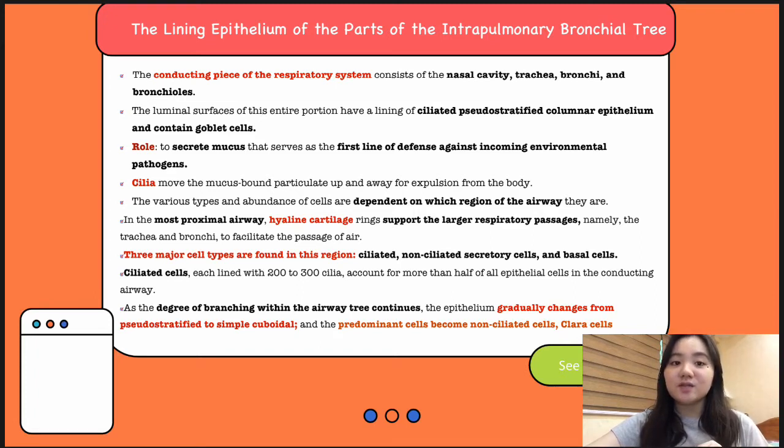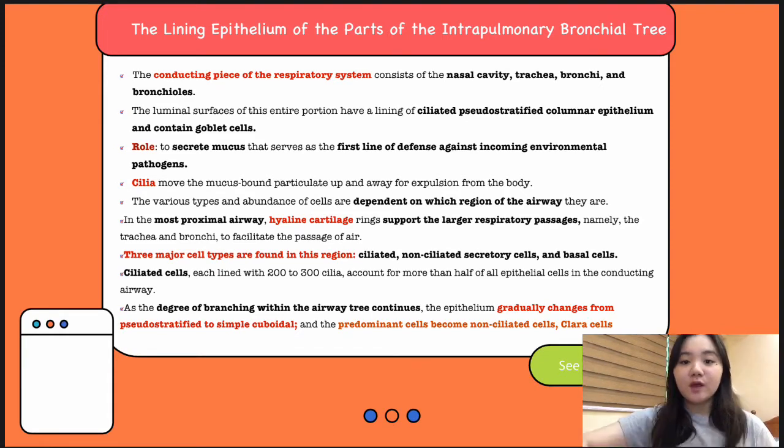The various types and abundance of cells are dependent on which region of the airway they are in. In the most proximal airway, hyaline cartilage rings support the larger respiratory passages, namely the trachea and bronchi, to facilitate the passage of air. Three major cell types are found in this region: ciliated, non-ciliated secretory cells, and basal cells. As the degree of branching within the airway tree continues, the epithelium gradually changes from pseudostratified to simple cuboidal, and the predominant cells become non-ciliated cells or Clara cells.